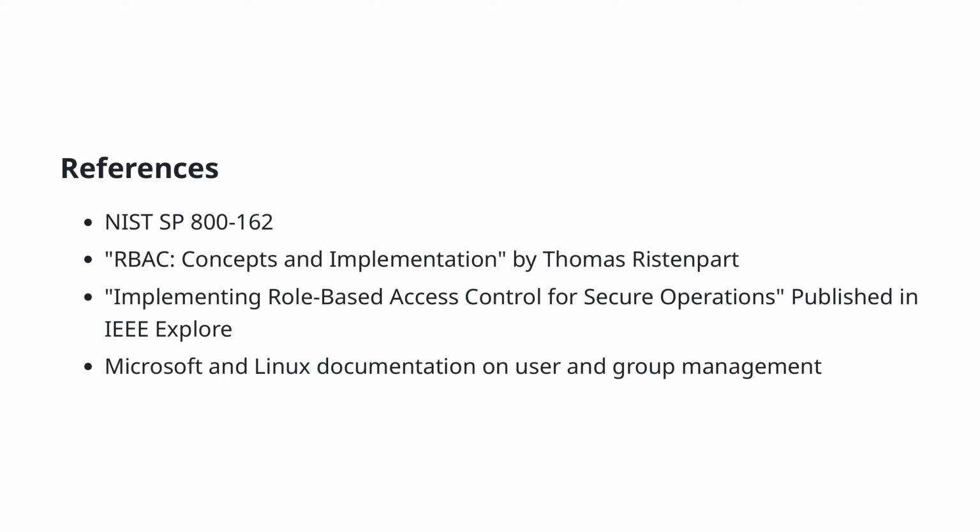The third reference, Implementing Role-Based Access Control for Secure Operations, published in IEEE Xplore, offers insights into the practicalities of RBAC in real-world secure environments. It is particularly useful for understanding operational considerations. Finally, documentation from both Microsoft and Linux on user and group management is essential. These documents cover specific implementation details and best practices, helping you navigate RBAC setups within different operating systems. These references collectively provide a well-rounded foundation to both understand and implement RBAC effectively in various environments.